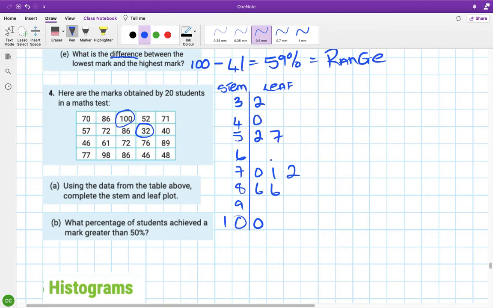32, 40, 46, 61, 72, 76, 89, 77, 98, 86, 46, and 48. So 1, 2, 3, 4, it's 5 across 4, so it's 20. 1, 2, 3, 4, 5, 6, 7, 8, 9, 10, 11, 12, 13, 14, 15, 16, 17, 18, 19, 20. Okay, I think I have them all.